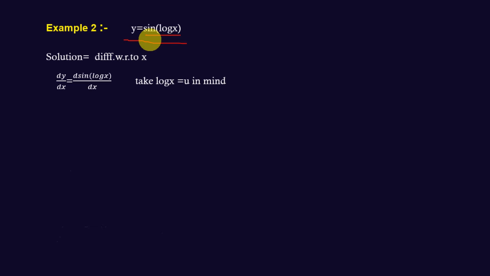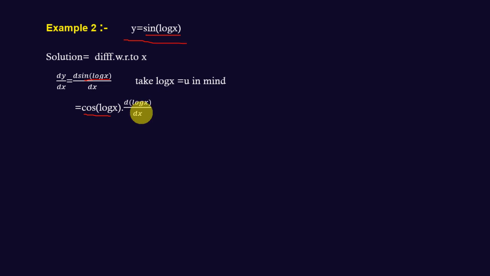At that time we take log x as constant, and into the derivative of this inside term, that is the derivative of log x. Okay, we differentiate with respect to x, then we get dy by dx as the derivative of sine of log x. We know that the derivative of sine is cos, means cos of log x remains as it is, and into the derivative of log x, because we keep in mind that log x has some value u.